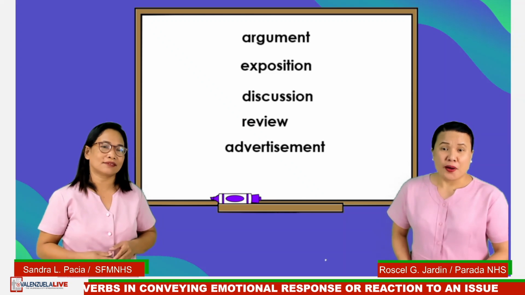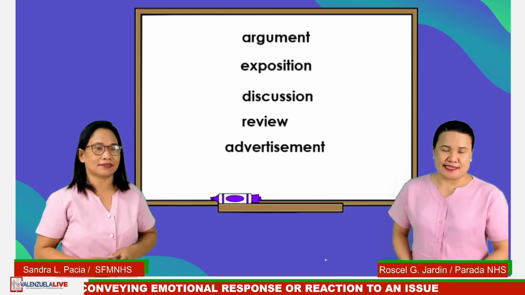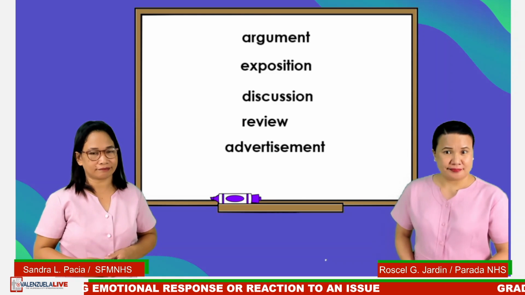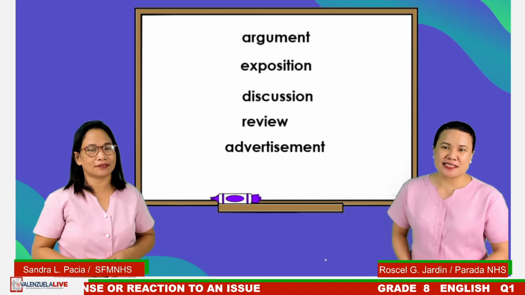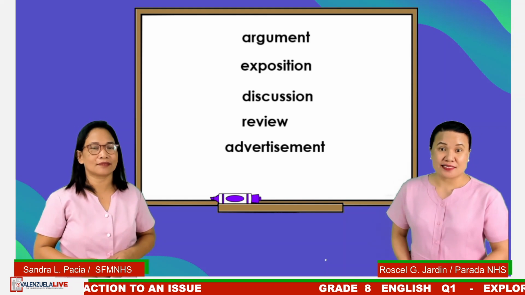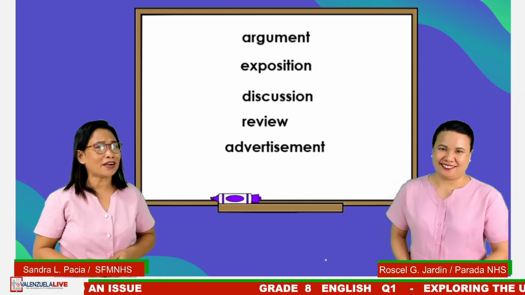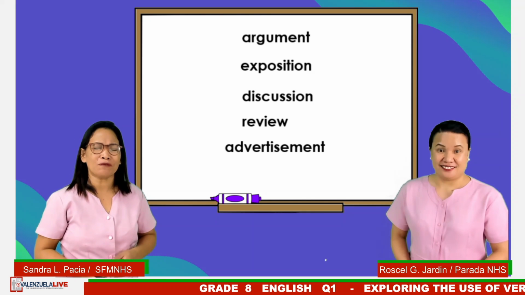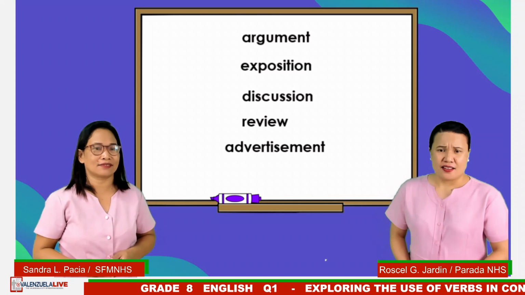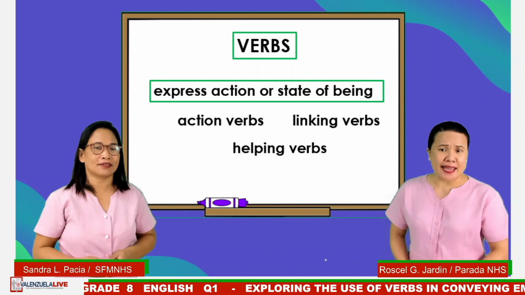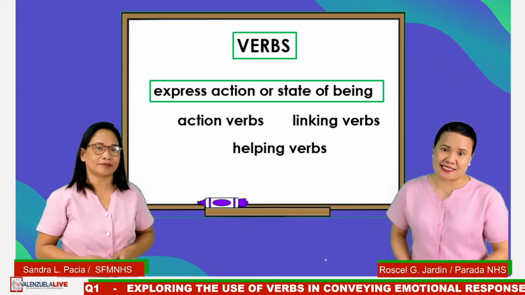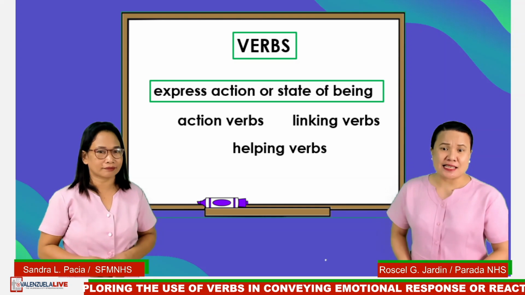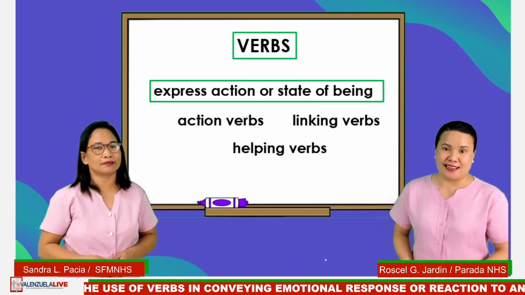What about the underlined words? What are these? You are correct based on your answers in the previous activity. They are called verbs. What are verbs? Why do we need verbs in this text? Verbs play a vital role in writing a persuasive text or even other text. They express action or state of being.